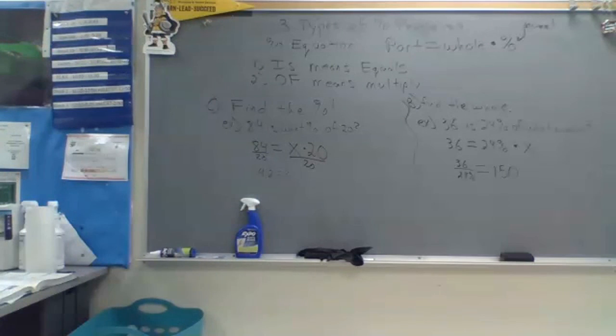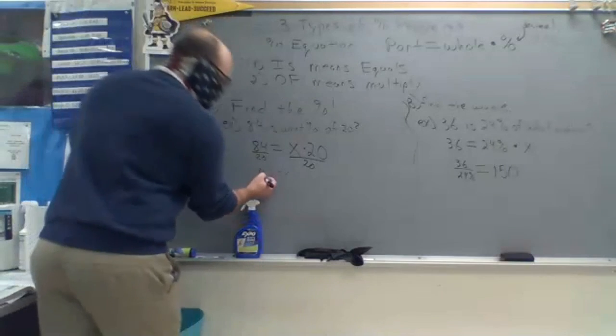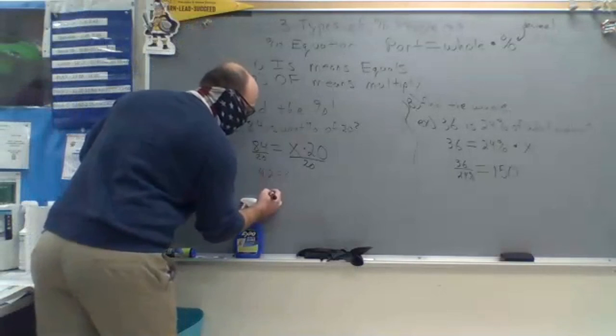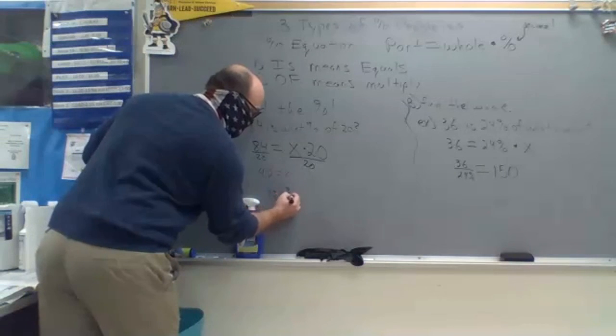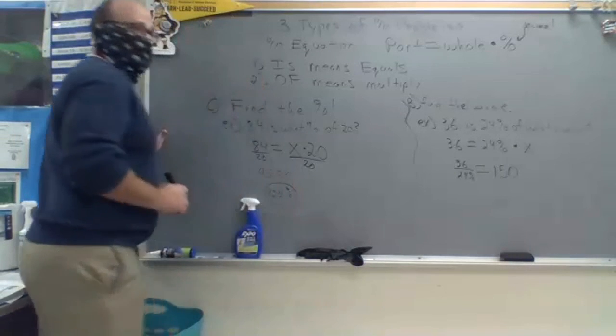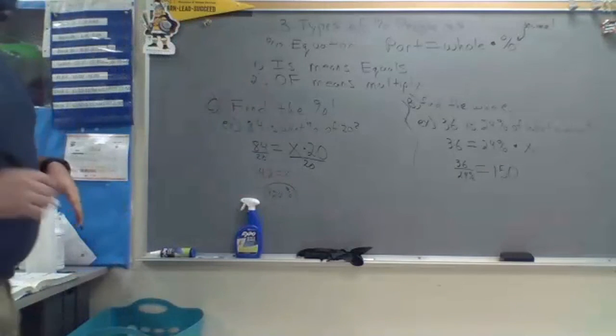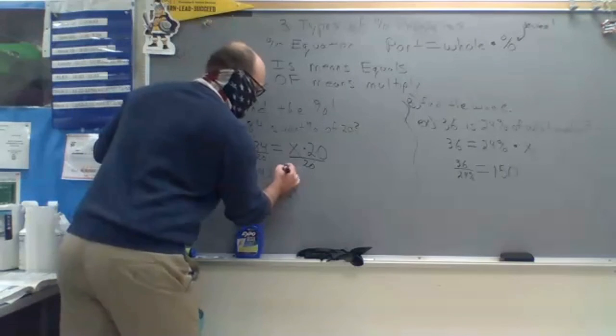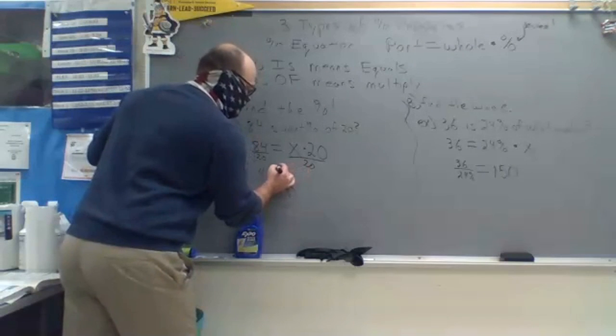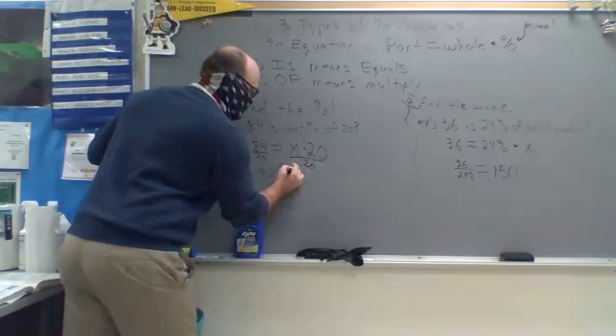Now, the key thing to remember about decimals is that to turn one into a percent, you move the decimal 2 places to the right. So 4.2 turns into 420%. You have to go 2 decimal places to the right to turn a decimal into a percent.